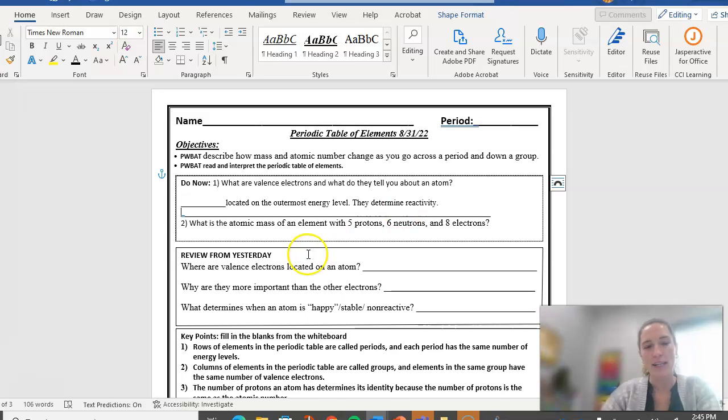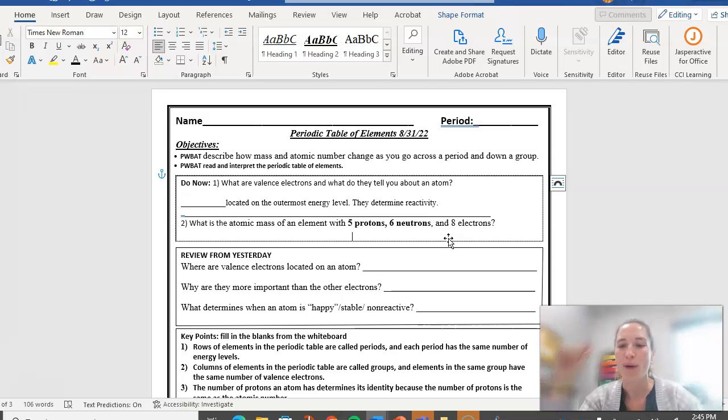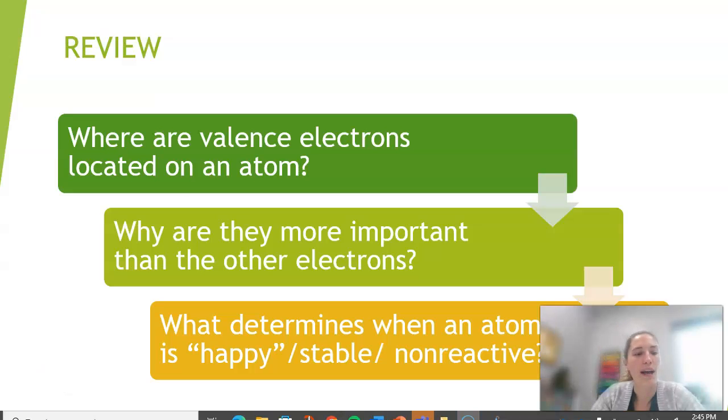And second question, what is the atomic mass of an element with 5 protons, 6 neutrons, and 8 electrons? To determine the atomic mass, you need to add the protons and the neutrons. So we're not doing anything with the electrons because electrons are so small that they barely have any mass. So all you have to add are the protons and neutrons, which would make the atomic mass of this element 11 atomic mass units.